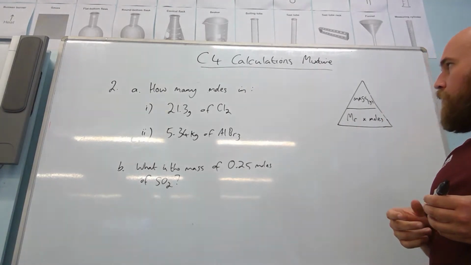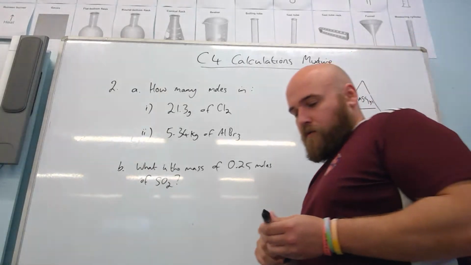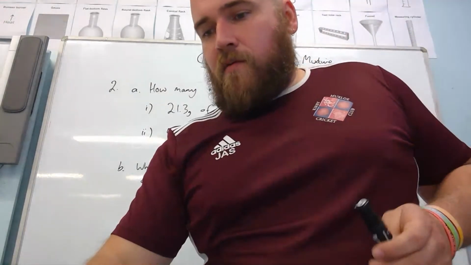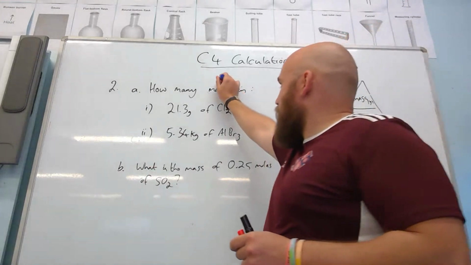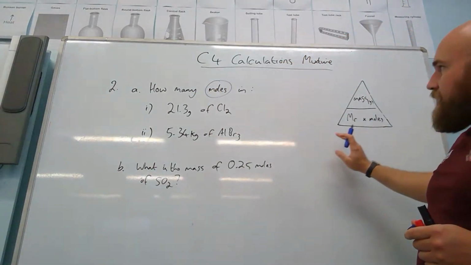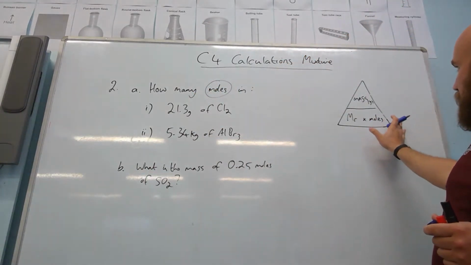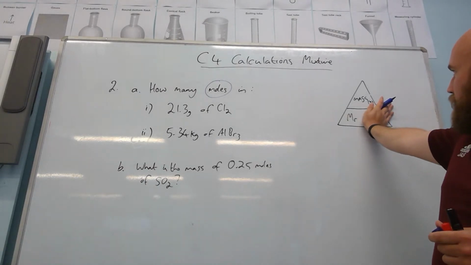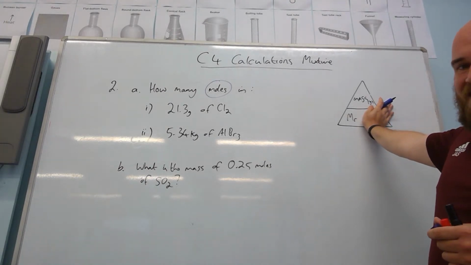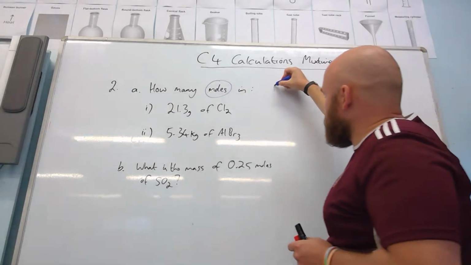Okay, so what am I trying to figure out here? It's how many moles. So I'm just going to highlight in the question what I'm trying to figure out. How many moles? So what is the formula for working out moles? Well, I'm going to cover it up in this triangle here. If I cover that up, moles equals mass divided by Mr. So I'm just going to write that there.